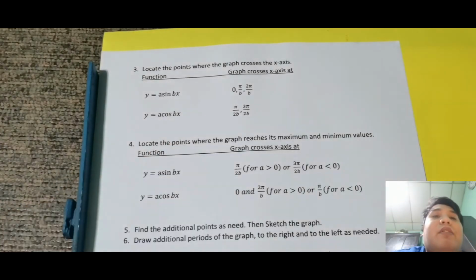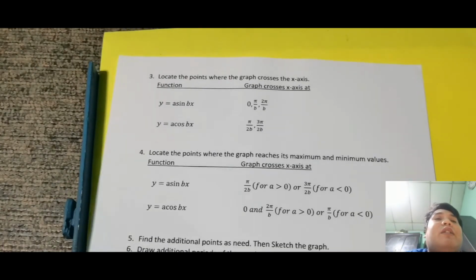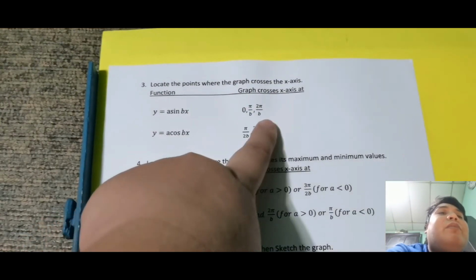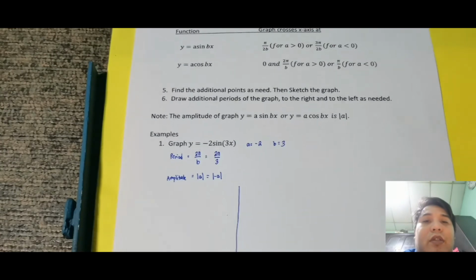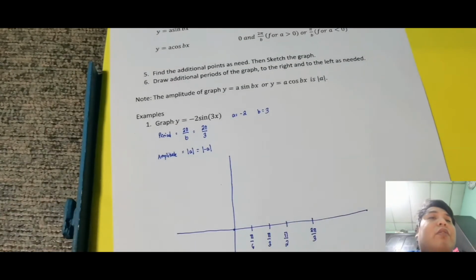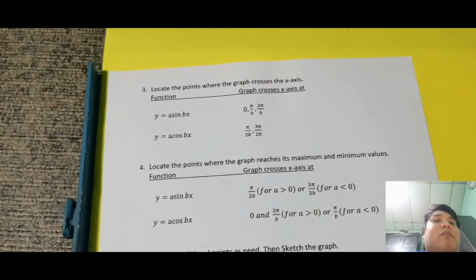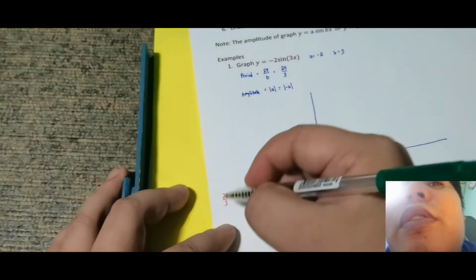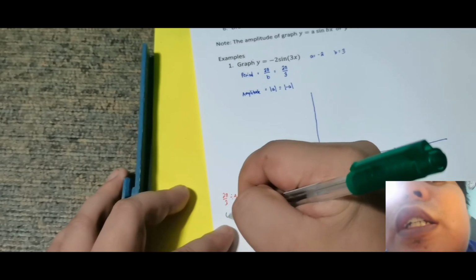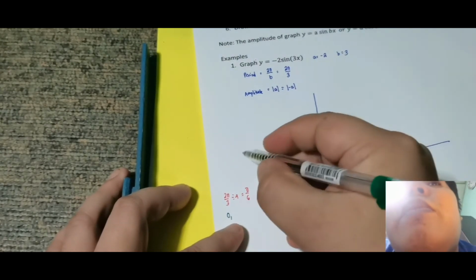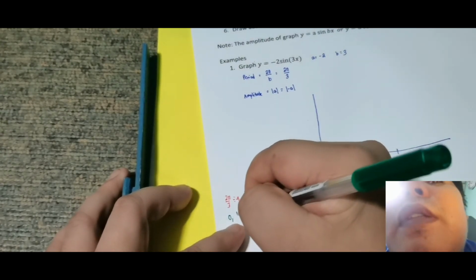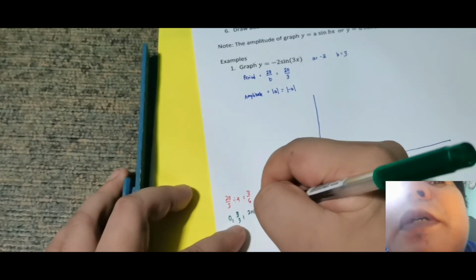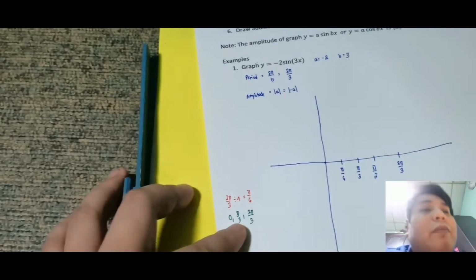So, pag a sine, so, ang given natin is negative sine 3x. So, since sine tayo, so, that is 0, pi over b saka 2 pi over b. So, ano yung mga yon? So, ito yung mga crosses niya. Si 0, si pi over b, ano si pi over b? That is pi over 3. Tama? Tapos, 2 pi over b, that is 2 pi over 3. Kasi 3 yung b natin.